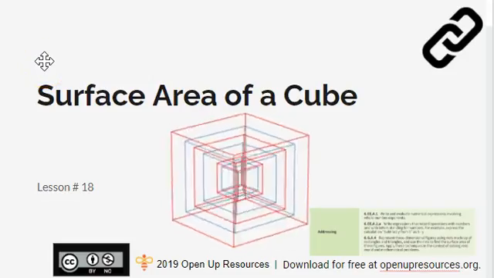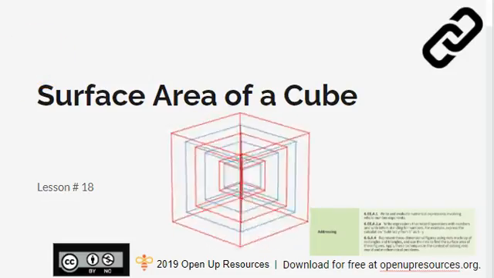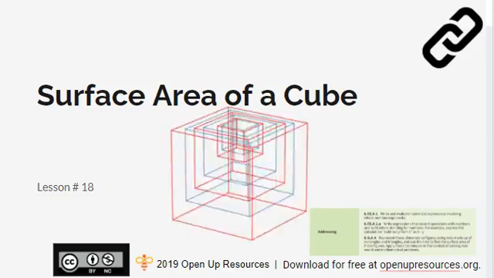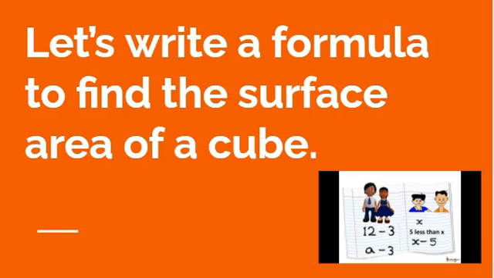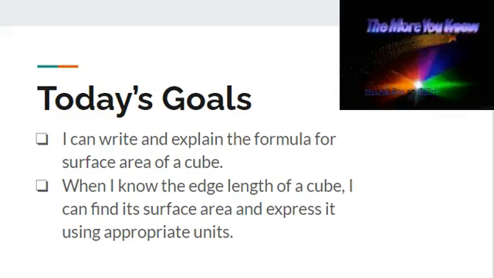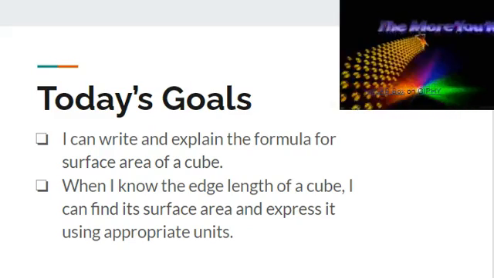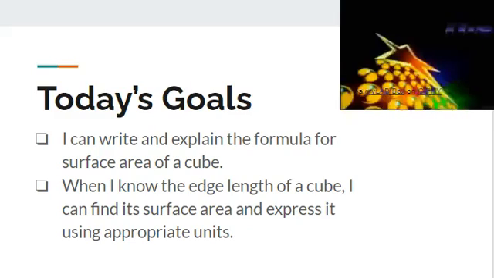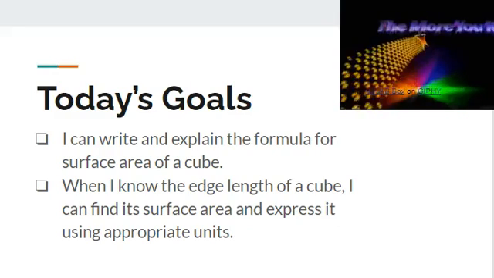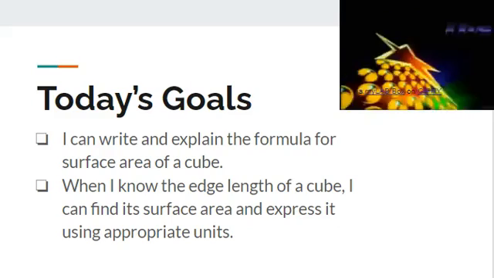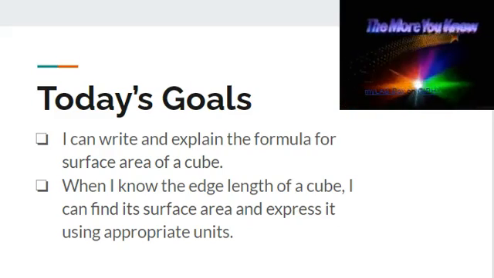So, final lesson of this unit, we're going to be looking at surface area of a cube and talking about that. So, we're going to look at what the formula is for finding the surface area of a cube. So today's I can statement: I can write and explain the formula for surface area of a cube. When I know the edge length of a cube, I can find its surface area and express it in the appropriate units.